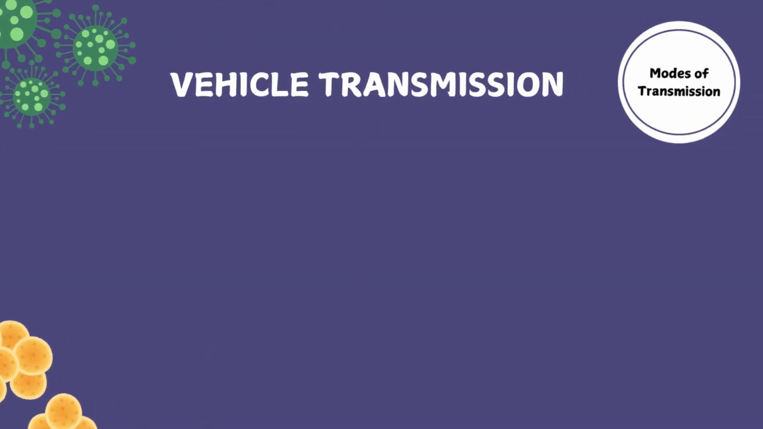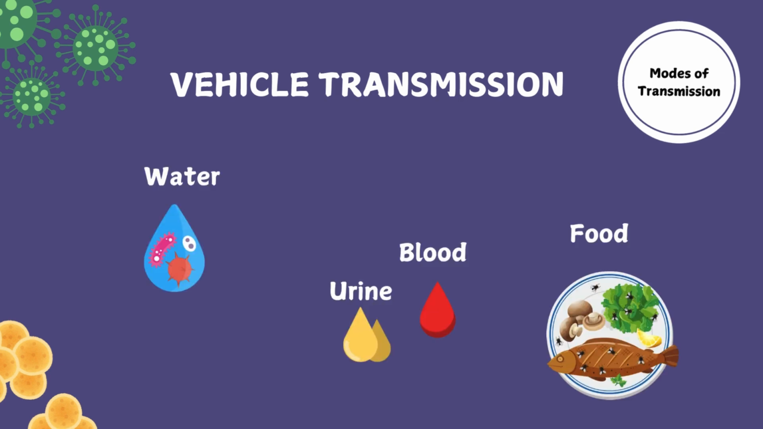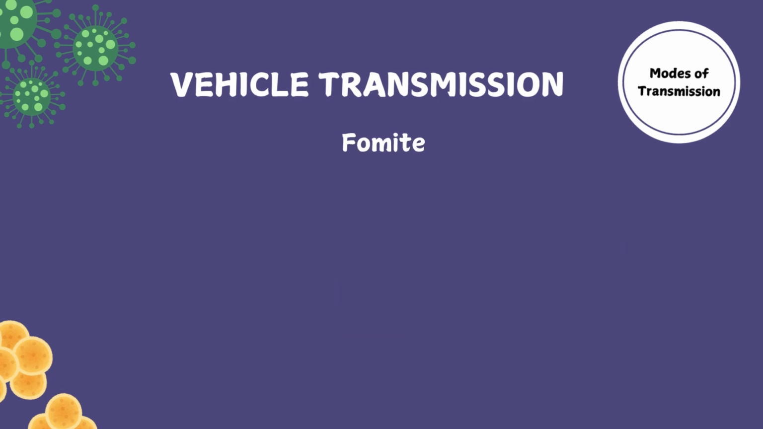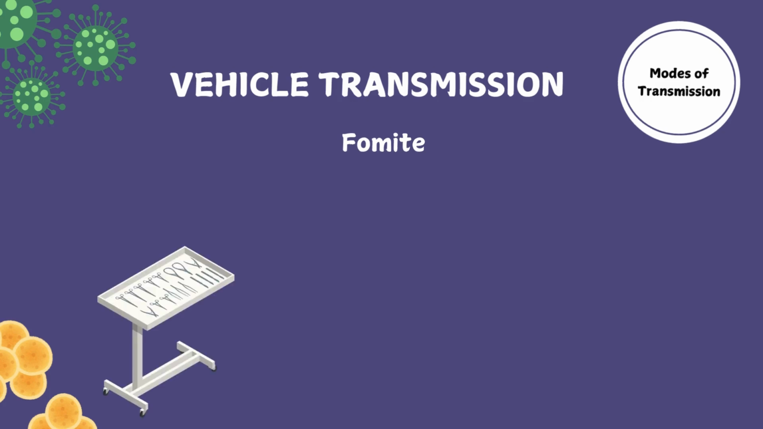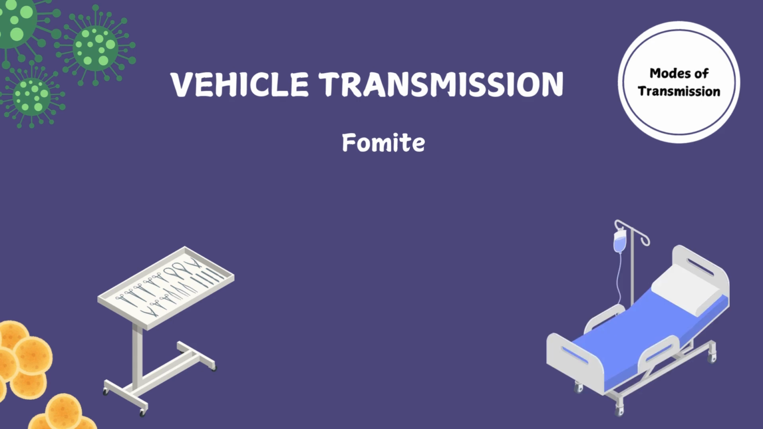Vehicle transmission is another form of indirect transmission, where diseases spread through contaminated objects or substances. This includes pathogens spread via food, water, or biological products, such as blood. A fomite is a key example of vehicle transmission. It refers to any inanimate object that can carry pathogens from one person to another. Examples of fomites include medical tools, furniture, like a table or chair that a patient sat on, or even a tissue used by a patient to sneeze into.